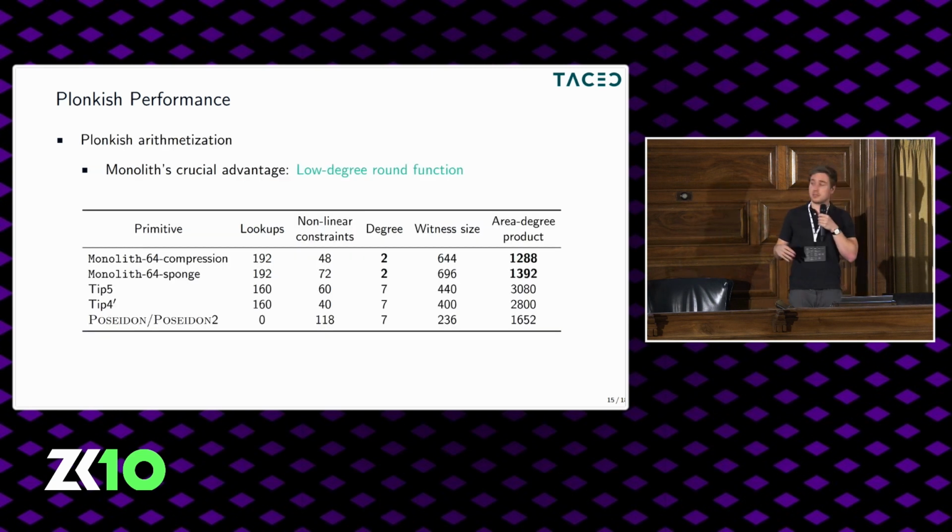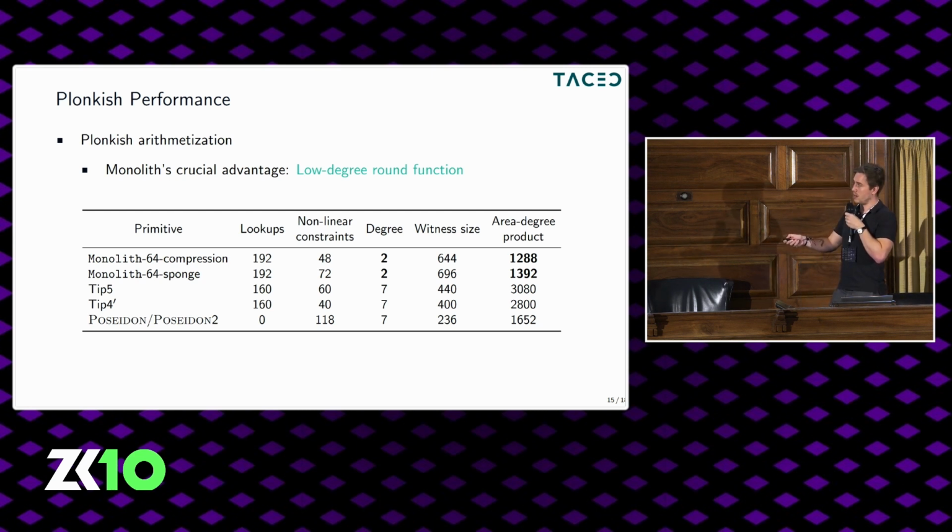All right, so this was how we arithmetize Monolith, and now let's talk a little bit about the proof system performance. Here on the slides, I compare Monolith against DIP5, DIP4 prime, and also Poseidon and Poseidon 2. What you can see in the first column is that Monolith requires a little bit more lookup tables compared to DIP5 and DIP4 prime. And obviously Poseidon and Poseidon 2 do not require lookup tables here. As we have seen in the previous slides, lookup tables lead to more witness variables, so you can also see that Monolith requires a little bit more witness variables compared to the competitors.